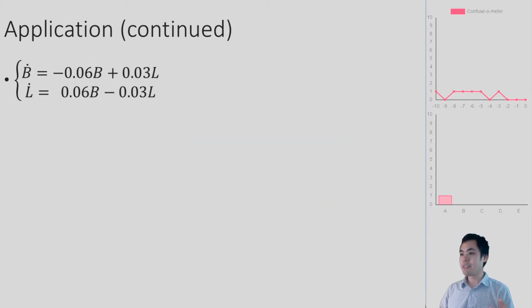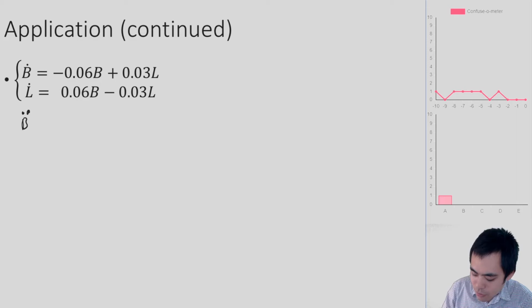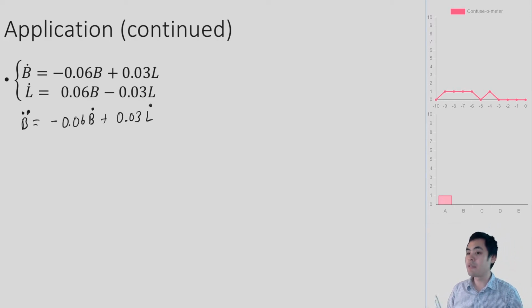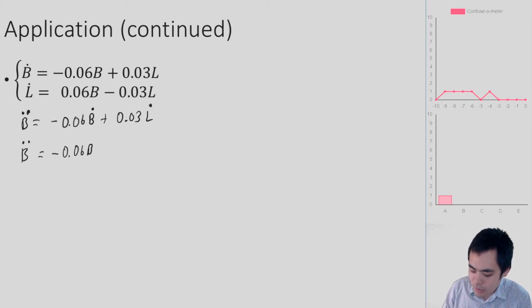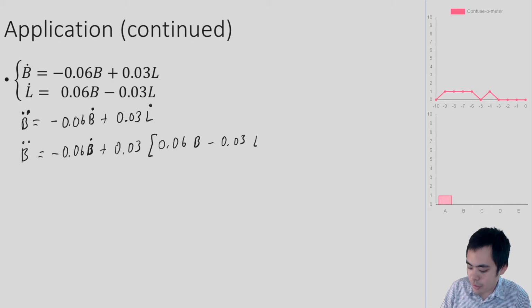So we have this equation. What do we do? The first thing that we did last time is we took the second derivative of b. So b double dot is equal to minus 0.06 b dot plus 0.03 L dot, because you're taking the derivative again with respect to t. So then b double dot is equal to, and we know what L dot is, so it's minus 0.06 b dot plus 0.03 times 0.06 b minus 0.03 L.